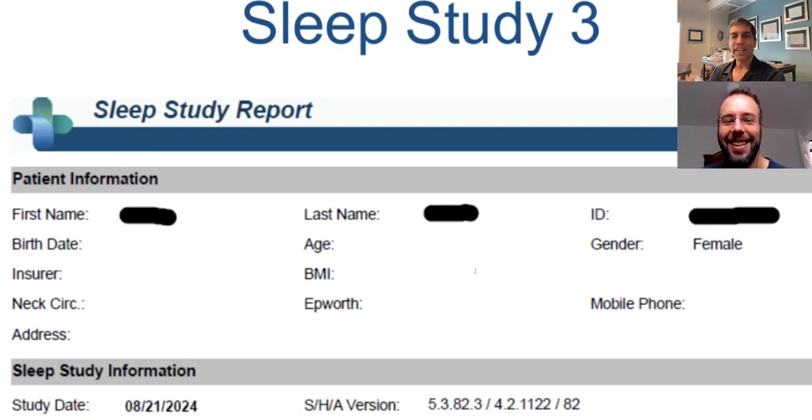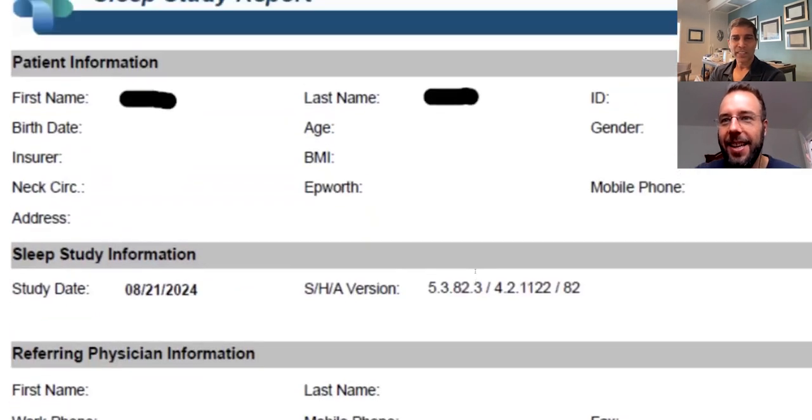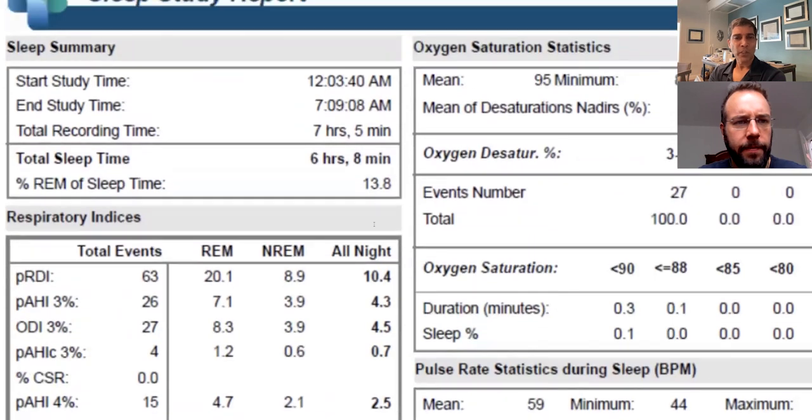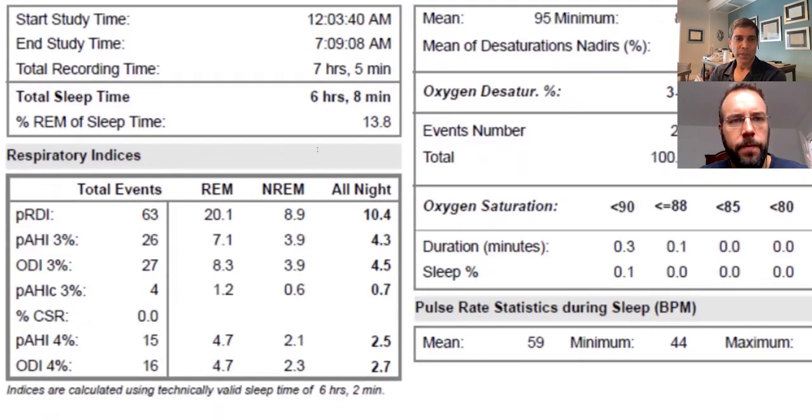Okay, onward. Sleep study, WatchPAT number 3. This is a female. So, the person went to bed at midnight, woke up at 7 a.m., recorded for about 7 hours, and slept for about 6 hours of that time. Normally, in the lab, we like 85% or more of the time they're in bed to be asleep. At home, I like 90% or more sleep efficiency. So whatever, just a tidbit.